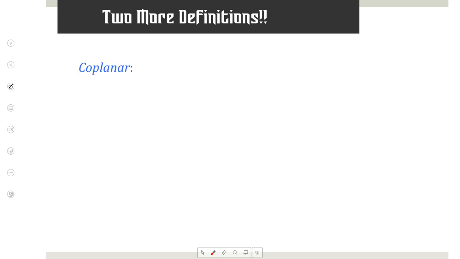All right, I got some more for you. This should be easy now that you've seen the pattern. What's coplanar mean? Bingo!